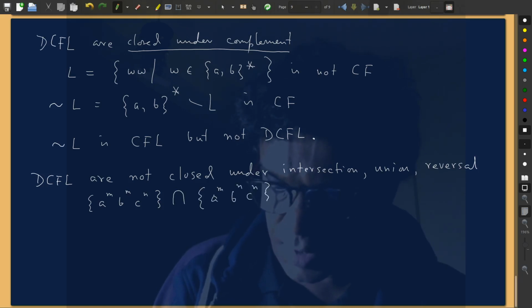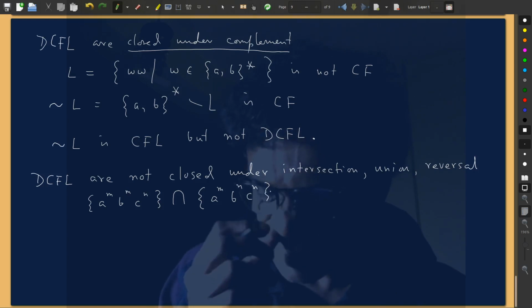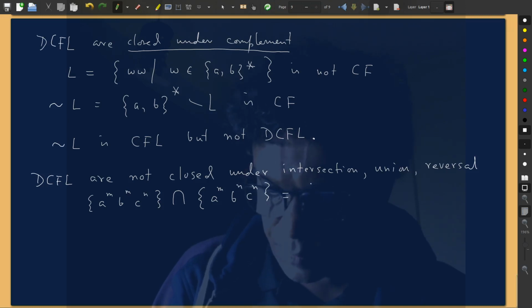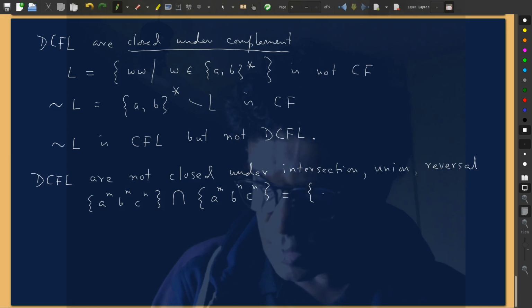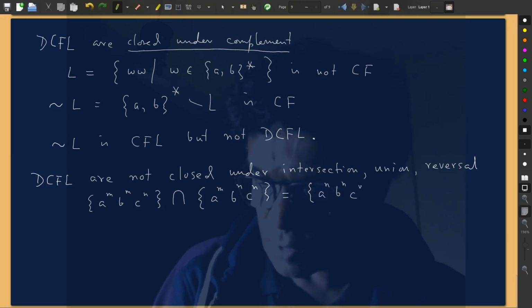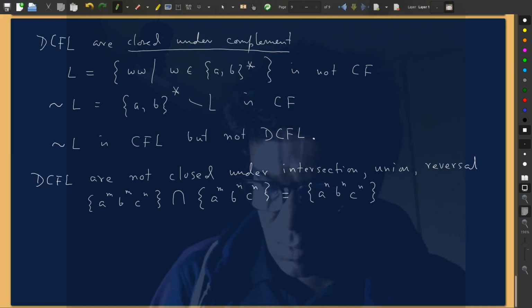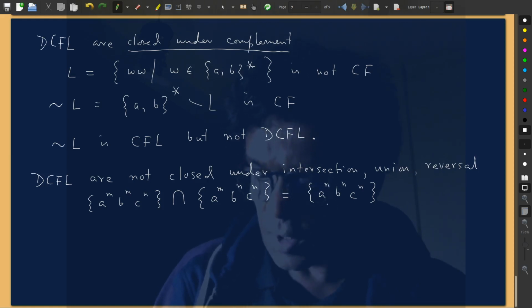This is once again a DCFL. You read some number of A's irrespective of, and then look at this B power n, C power n part, which is a DCFL. And this will show that, what is the intersection of these two? This is nothing but all strings of the form A power n, B power n, C power n. This is not even context free. So they are not closed under intersection. This is DCFL, this is DCFL. Their intersection is not even context free.